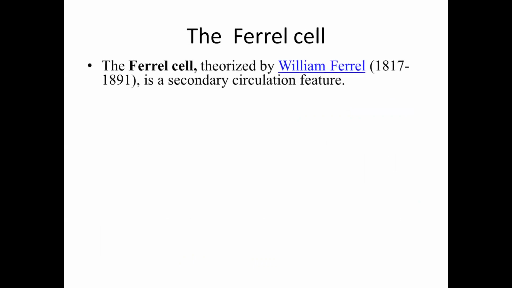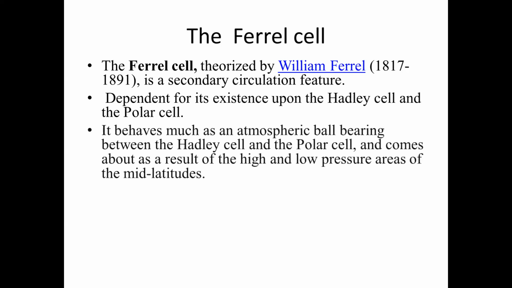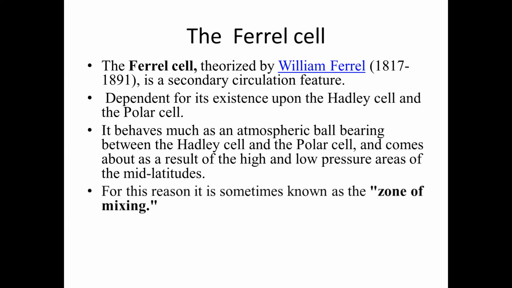The second cell of the atmospheric circulation system is called the Ferrel cell, theorized by William Ferrel. It is a secondary circulation feature, dependent for its existence upon the Hadley cell and the polar cell. It behaves much as an atmospheric ball bearing between the Hadley cell and the polar cell, and comes about as a result of the high and low pressure areas of the mid-latitudes. For this reason, it is sometimes known as the zone of mixing.